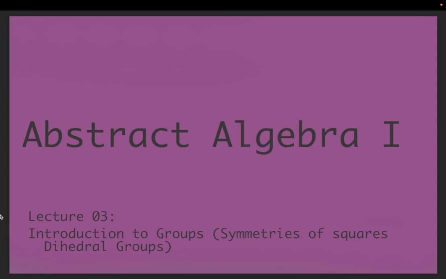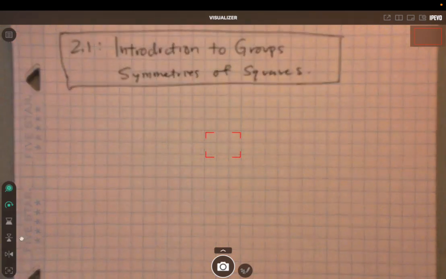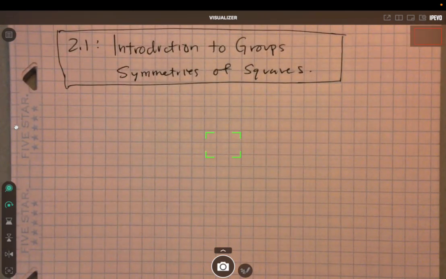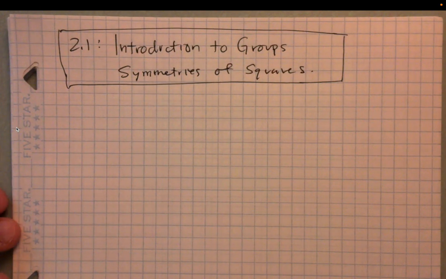So let's go ahead and get started. We'll call this section 2.1, and it's going to be Introduction to Groups. We're going to be talking about the symmetries of a square, and technically we'll be discussing what's called the dihedral group. As I said, this is a very classic example of a group, and here's how we're going to develop it. There's going to be a lot of colors flying around here, so I apologize to anybody who might be colorblind. I don't know any better way to present this group.